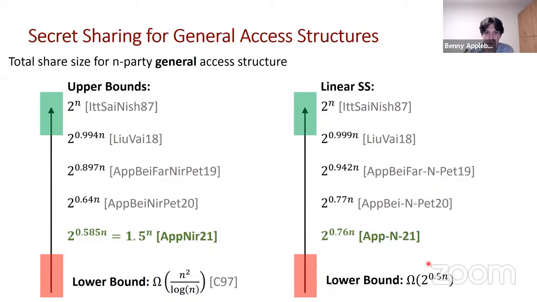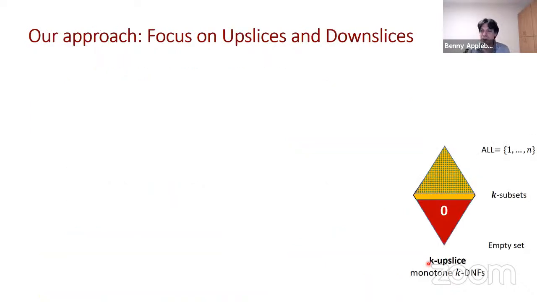Good. A few words about the main ideas. At a very high level, the difference between our work and previous ones is that we focus on what we call up slices and down slices access structures. Let me explain what these access structures are. First, let's order the sets in a lattice, where the empty set is at the bottom and the set of all parties is on top. A K up slice access structure has the following form.